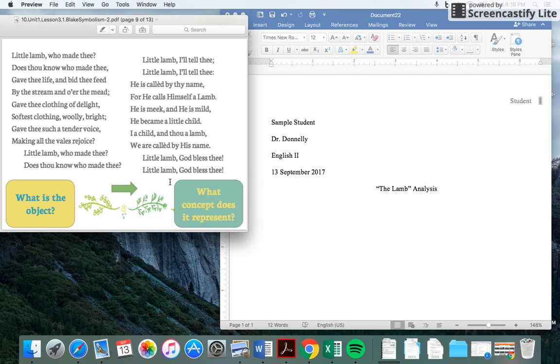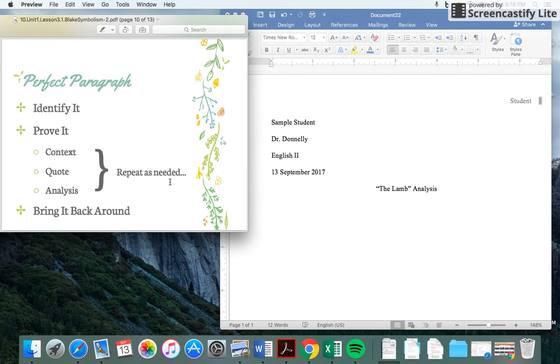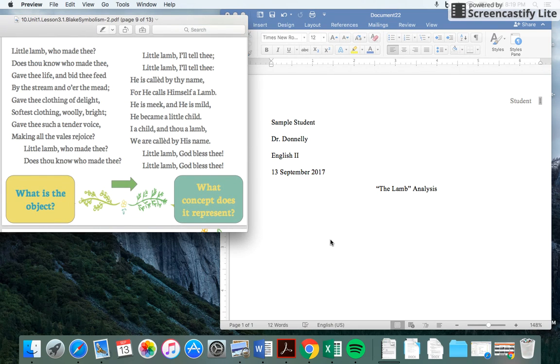So I know when I write a paragraph, I need to start by identifying it. And in this case, I need to identify the answer to my prompt. And my prompt is, how does Blake use a symbol in the lamb to present his theme? Okay, so I'm going to just start off by answering that question. We've talked about this a little in class, so you kind of know where I'm coming from on this one.